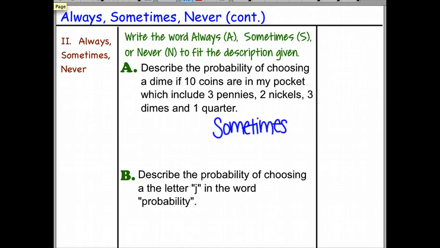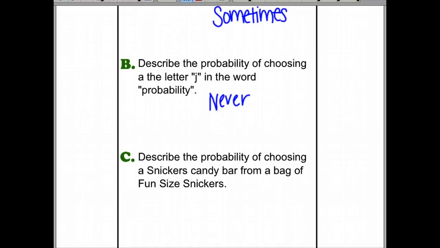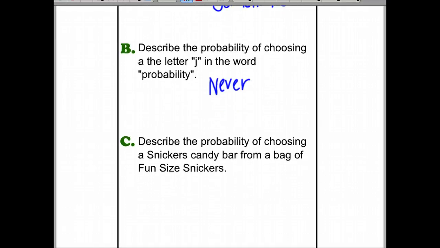Yes, I realize I can write an S. I'm going to write the words out. Then we've got describing the probability of choosing the letter J in the word probability. Well, I look in the word probability, I don't see any J's, which means that this probability is never going to happen. Next example, we've got describing the probability of choosing a Snickers candy bar from a bag of fun-size Snickers. That sounds like there's all Snickers in there, so no matter what I choose, I will always get a Snickers.